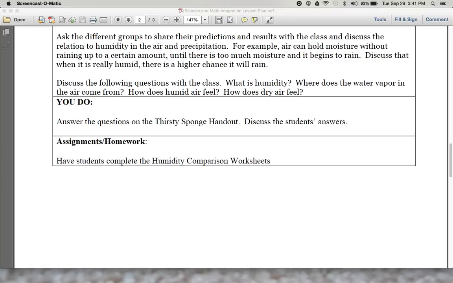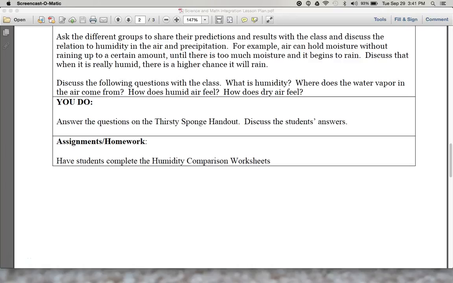Discuss the following questions with the class. What is humidity? Where does water vapor in the air come from? How does humid air feel? How does dry air feel? And then for them to do, they were going to do their Thirsty Sponge handout. There's questions on the bottom, and then we'll discuss the answers.